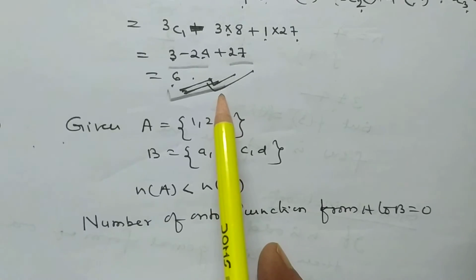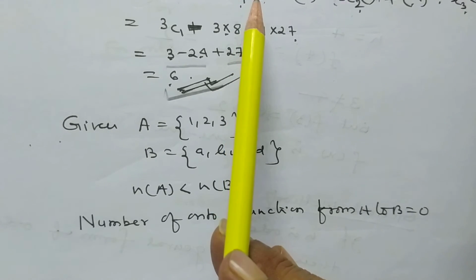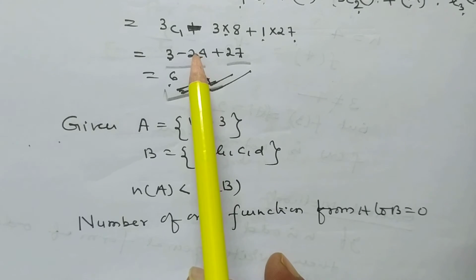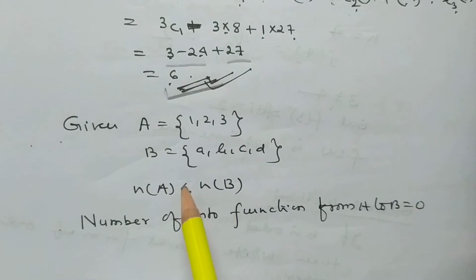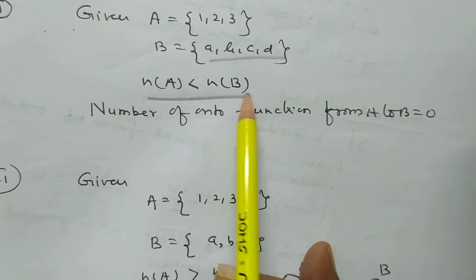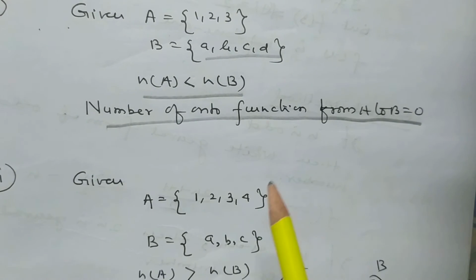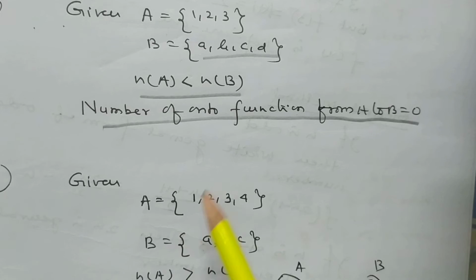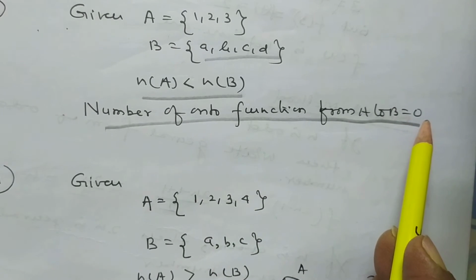So my dear colleagues, you can solve this problem by using the formula or without using the formula. Given A is equal to {1, 2, 3} and B is equal to {a, b, c, d}, the cardinal number of A is less than the cardinal number of B. The number of onto functions from A to B is 0. It is clear.